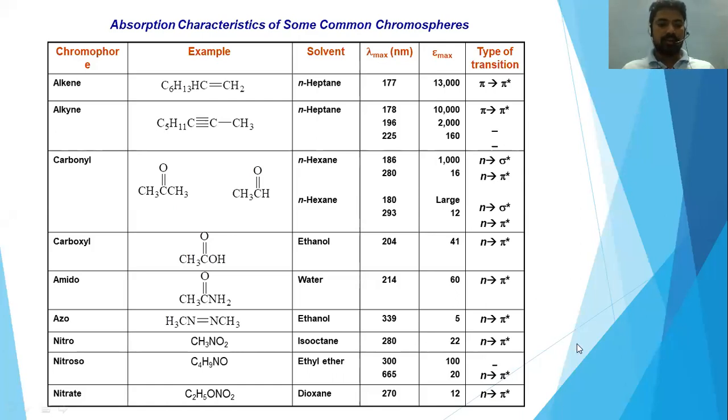Right. So far, we have studied hyperchromic shift and hypochromic shift, and combinedly we have discussed bathochromic, hypsochromic, hyperchromic, and hypochromic shifts, and we have also studied the characteristic absorption peaks regarding various functional groups of organic molecules. Thank you.